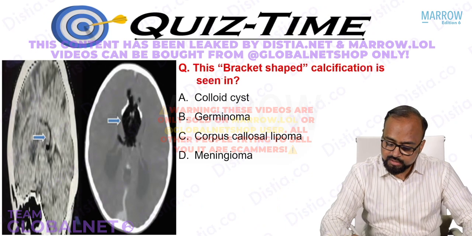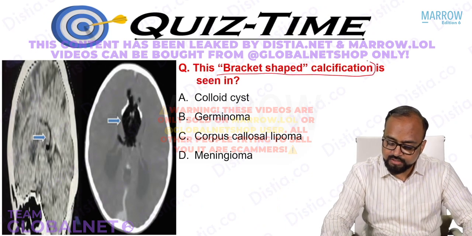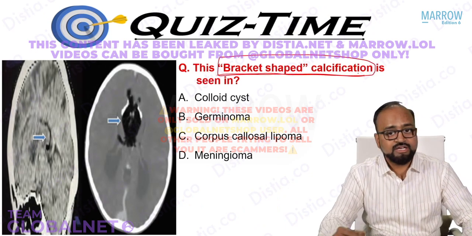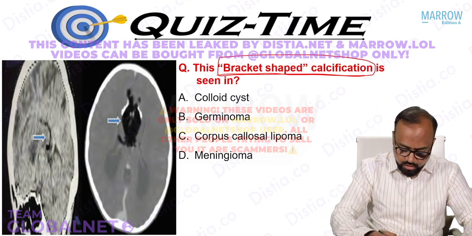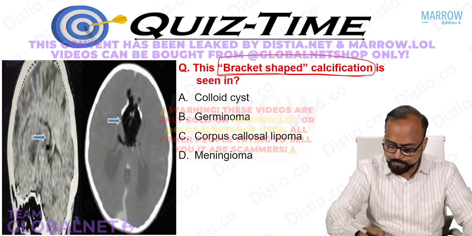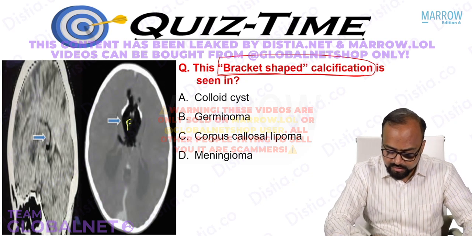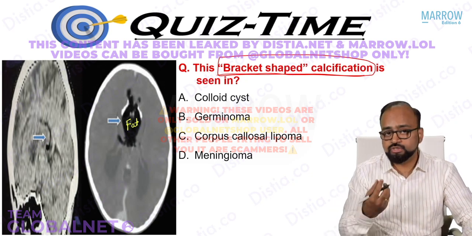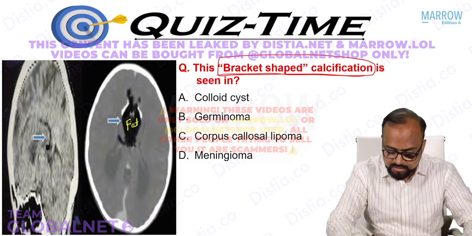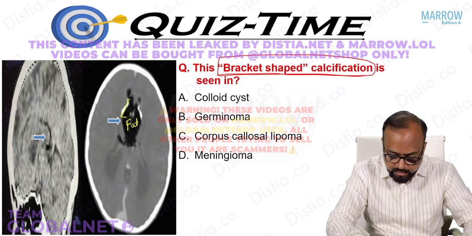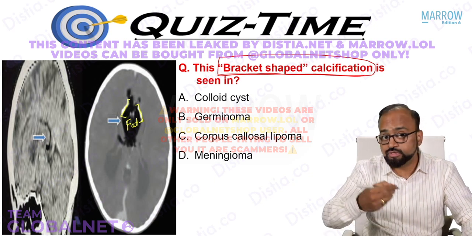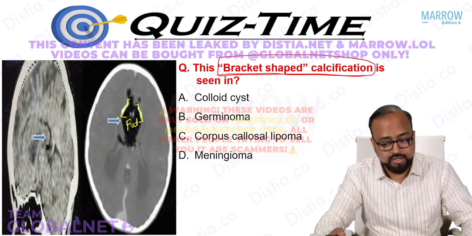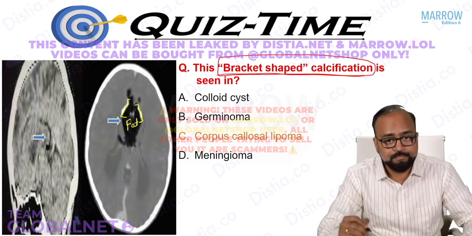Now look at this. This bracket-shaped calcification. So this is another factual question which was asked previously in the olden days. Now they'll show you an image. Look at this image. In this CT image, what you see is the central fat density, because it is appearing severely hypodense, surrounded by a bracket-shaped calcification around it. This is called bracket-shaped calcification because this is fat density. It is seen in what? It is seen in corpus callosal lipoma.